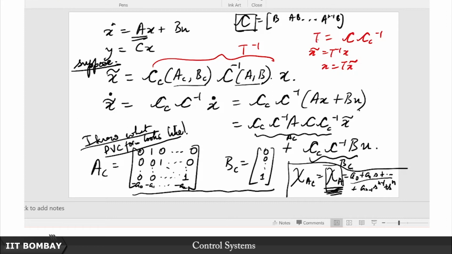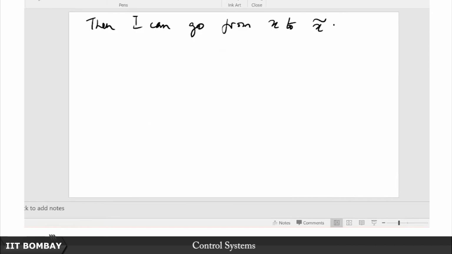So then I can use this red block here. Remember, first I started off knowing this, then I know AC and BC, how they look like, so I know this. Once I know this I know T, once I know T I know T inverse, once I know T inverse I know how to go from x to x tilde through this T inverse transformation, and that is it, that will be enough. So now you might say, okay, how does it help?